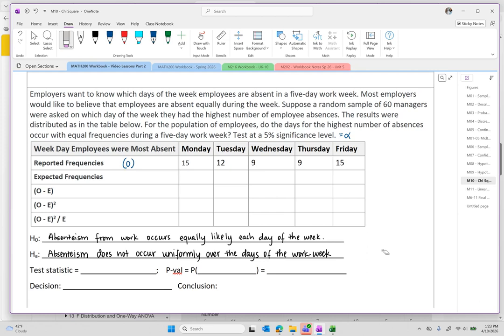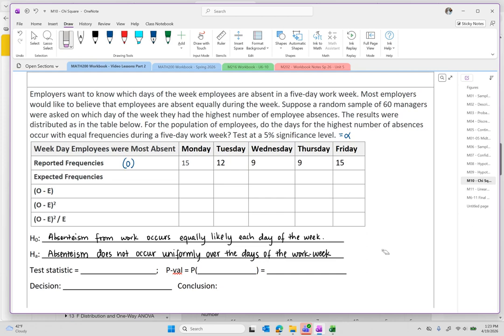15 managers said that most of their employees were absent on a Monday. 12 managers said that most of the employees were absent on Tuesday. 9 managers said that they were absent on Wednesday. 9 managers said that they were absent on Thursday, and 15 managers said that most of their employees were absent on Friday. These are the observed or reported frequencies.